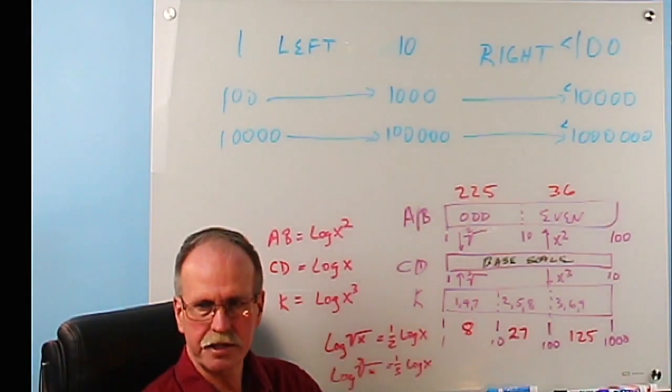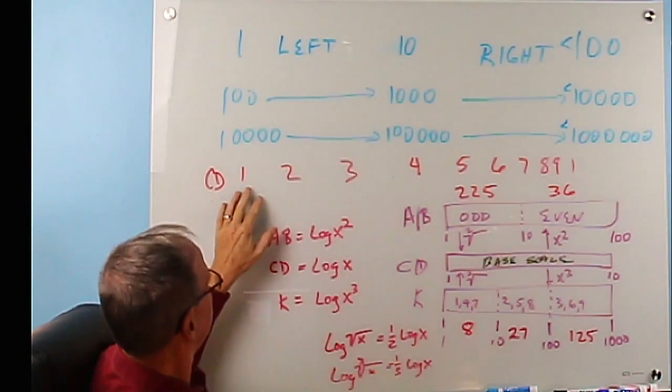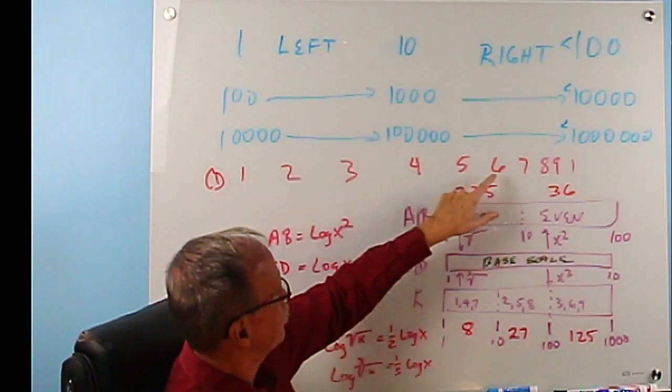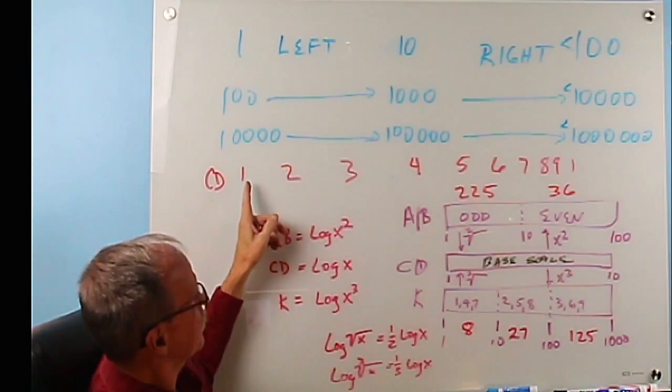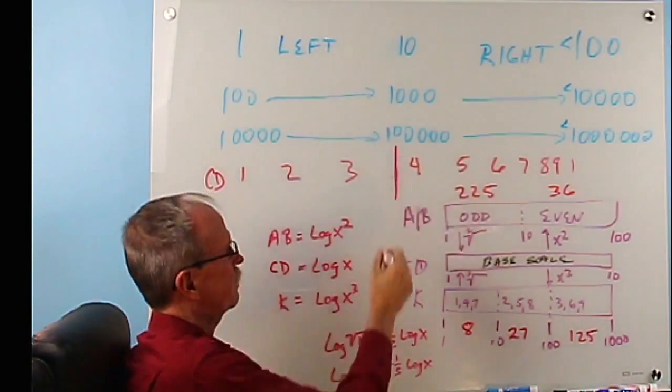Now, there's a very good reason for this. If you were to look at the numbers on the CD scale, you'll see that they have 1, 2, 3, 4, 5, 6, 7, 8, 9, 1. Because it's a logarithmic scale, the midpoint of that scale is between 3 and 4.